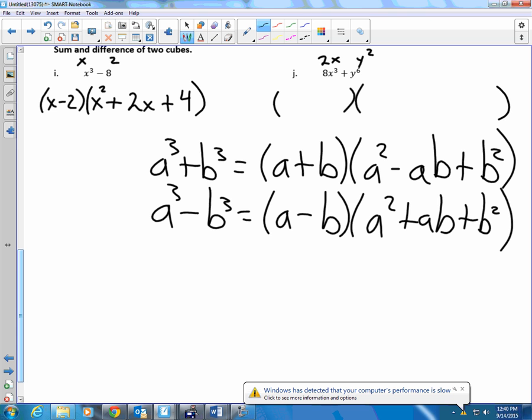Okay, this is plus, so it's 2x plus y squared. Then I square the front, I square the back. Square the front, what do you get? 4x squared. Square the back, y to the 4. That's always plus. For the middle, I multiply the 2 together. When you multiply 2 together, you get.